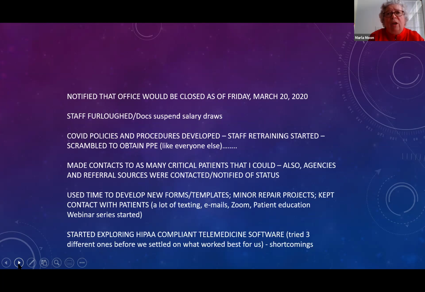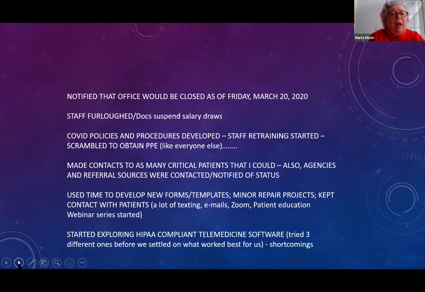COVID policies and procedures were developed and staff were retrained for our startup. We scrambled to obtain protective equipment and cleaning supplies like everybody else. Toilet paper, paper towels, masks, they were all a priority. Cleaning materials with alcohol or with Clorox. We made as many contacts to as many critical patients as we could, also contacting agencies and referral sources just to let them know of our status.